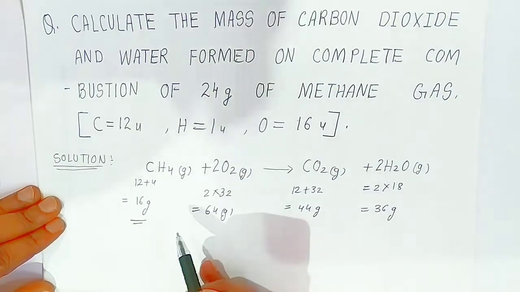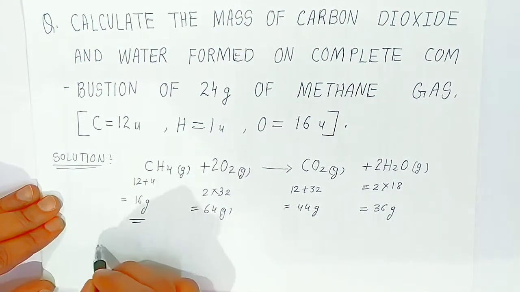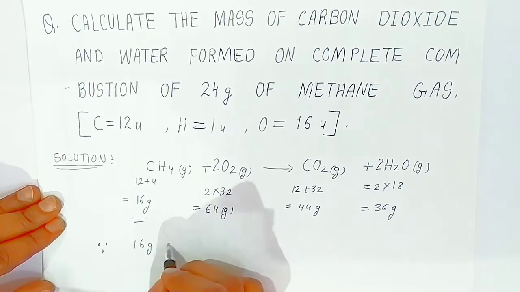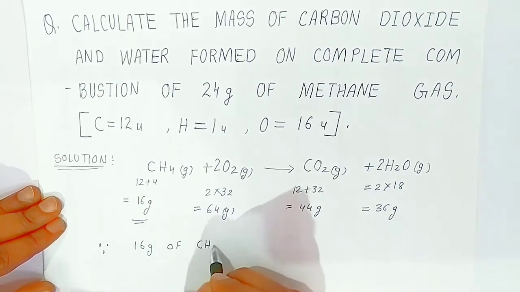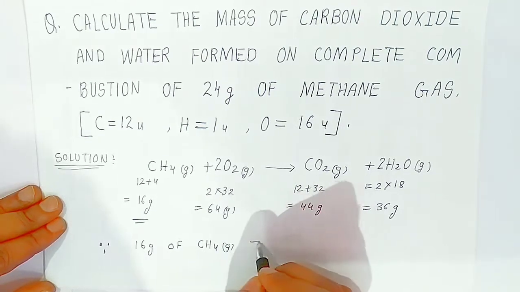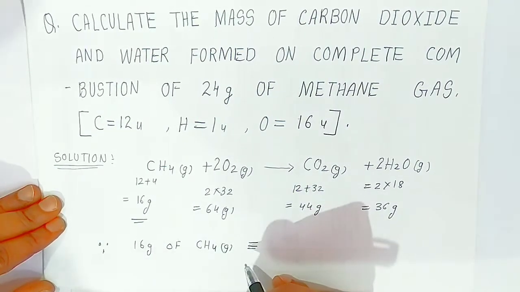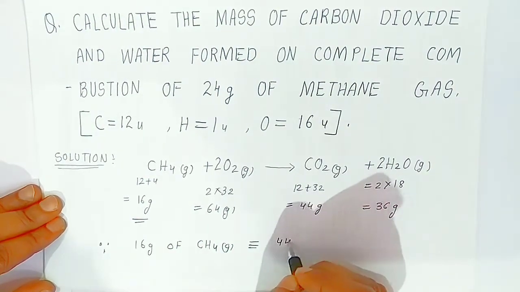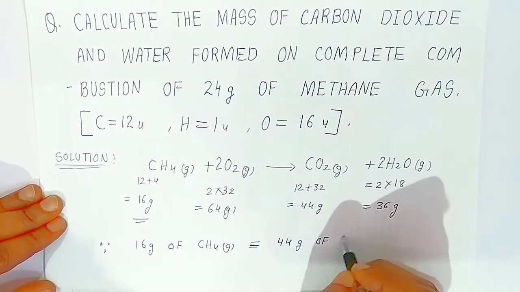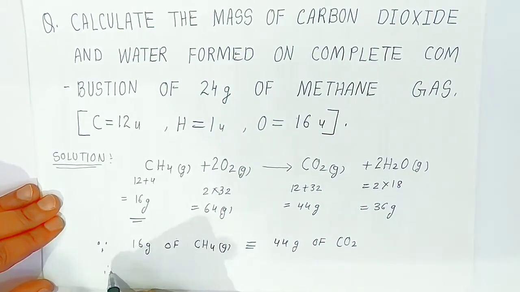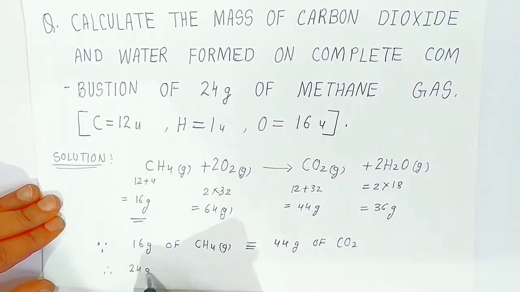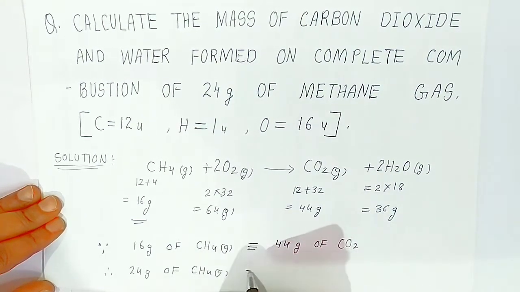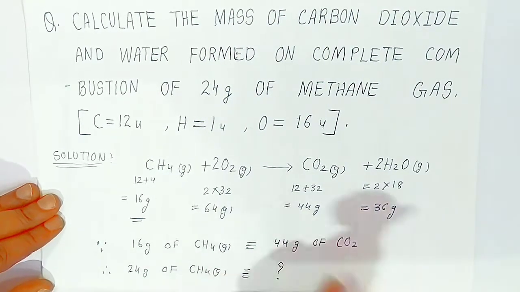It is very simple, students. You can write like this: since 16 gram of methane gas produces 44 gram of carbon dioxide, what about 24 gram of methane gas? How much will it produce? Question mark. So you have to do the cross multiplication.